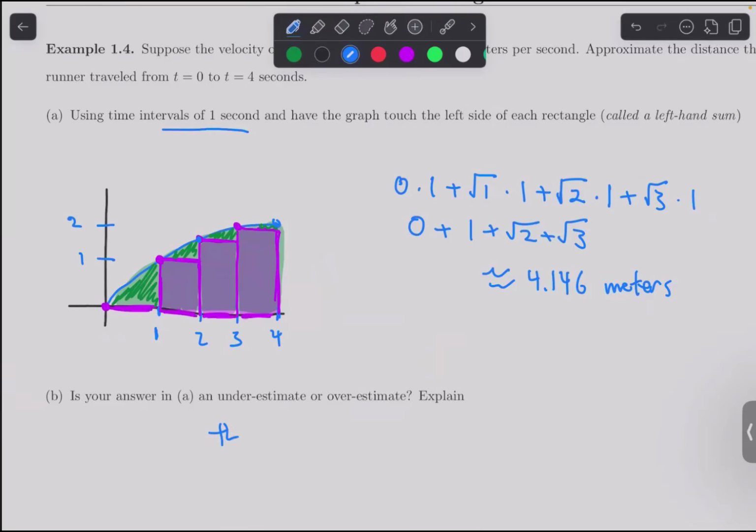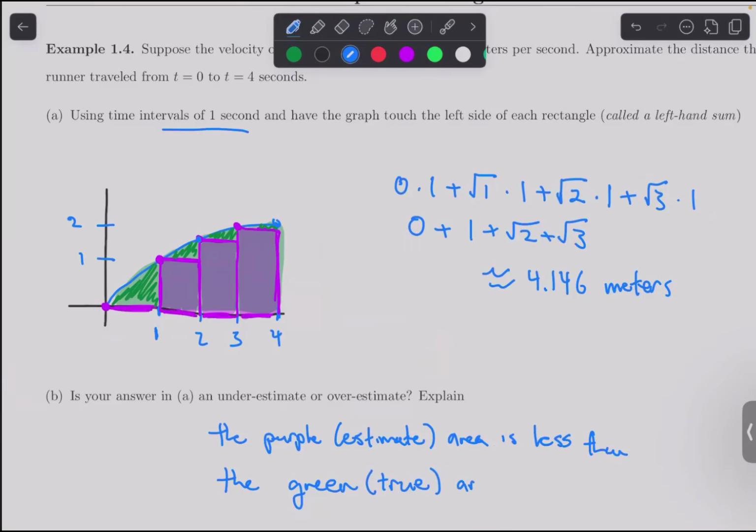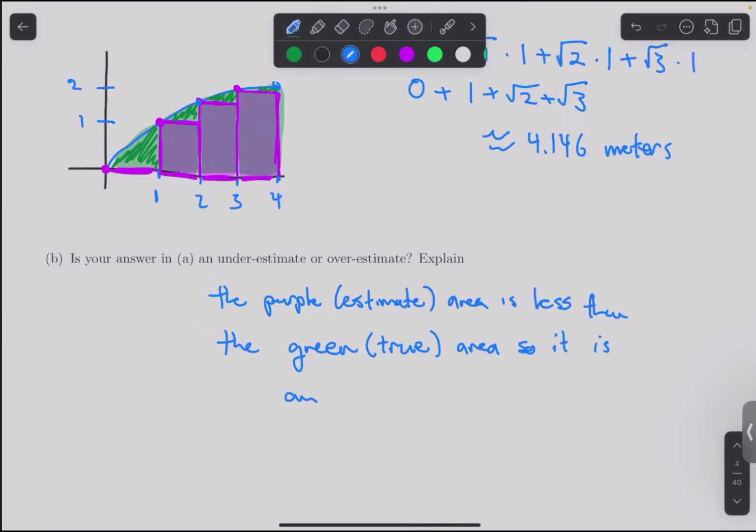So let's go ahead and write that out. The purple, this was the estimate. Area is less than the green. This was the true area. So it is an underestimate. So I think that the runner went around 4.146 meters, but this is going to be a little bit less. The true value is going to be larger than that.